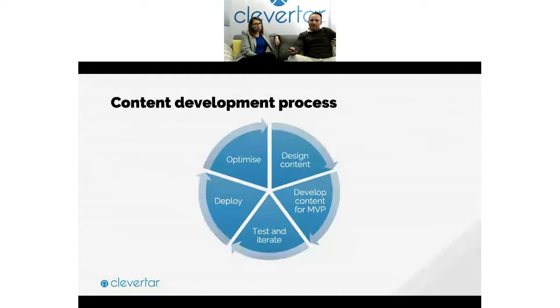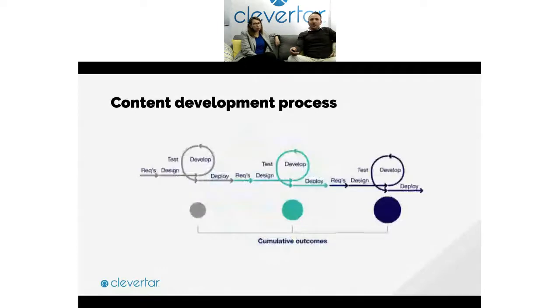So our process is that we design content, we then develop it into content for a minimum viable product, test and iterate, deploy, and then optimize. And it really is following an agile methodology and framework. It's all about coming up with a design and getting it out to an MVP as quickly as we can, so that we can test, develop it, test it again, and continue to look at feedback both from a qualitative point of view, where we seek feedback from our users, but also looking at what the data says.